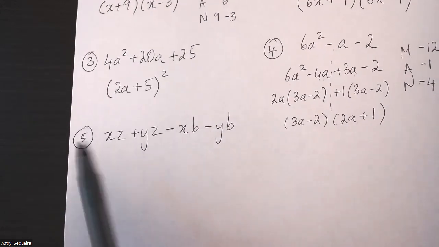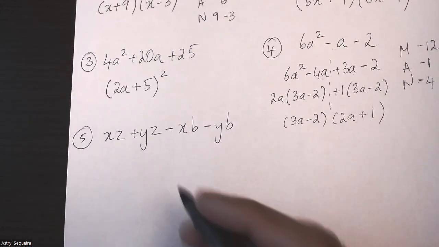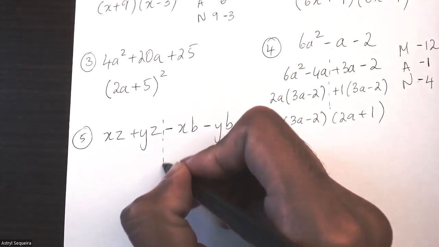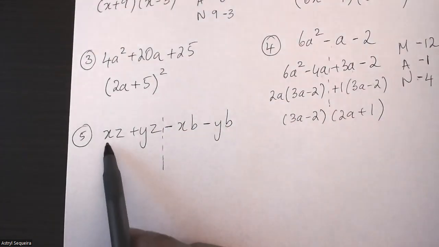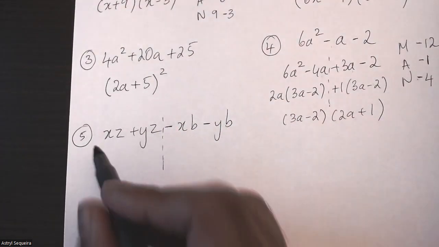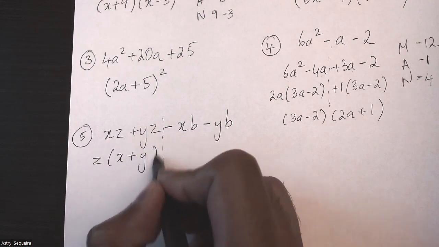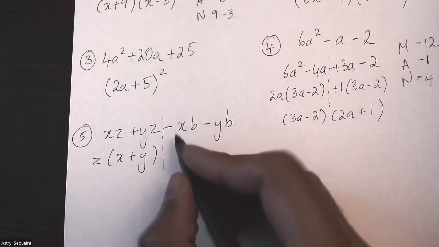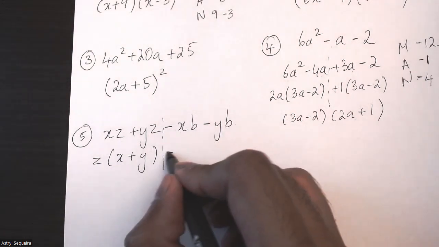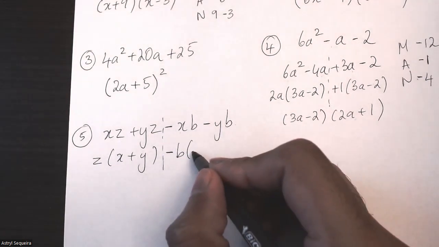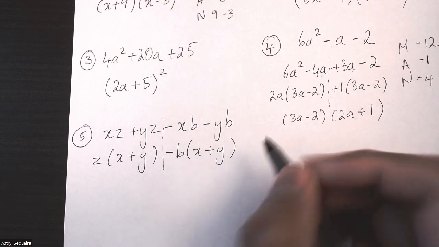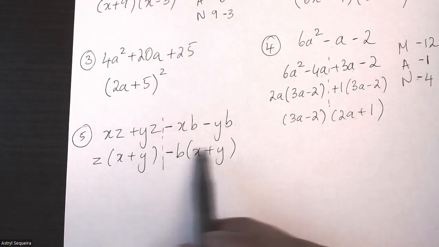So anytime you have 4 terms, you want to try grouping down the middle to begin with and see if that works. A common factor between these two is z, and I'm left with x plus y. My common factor between these two is negative b, and I'm left with x plus y. My brackets match. I know this is the right step.